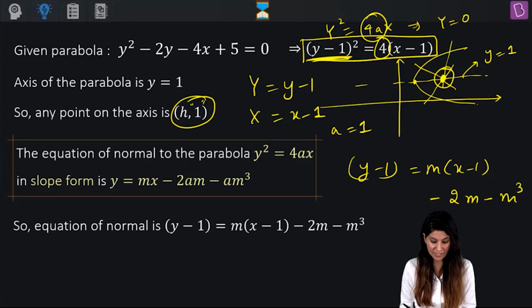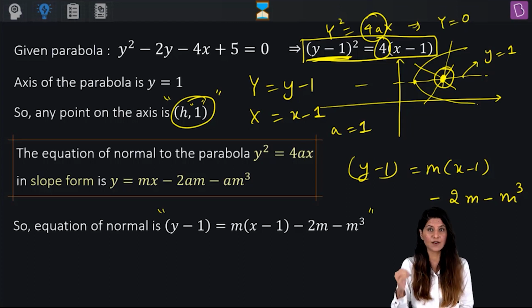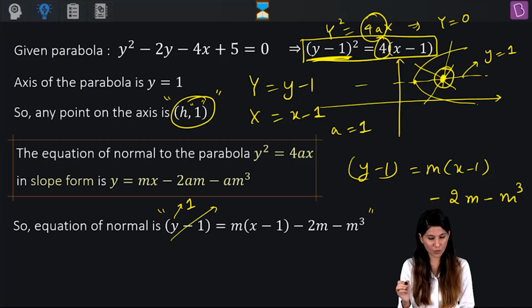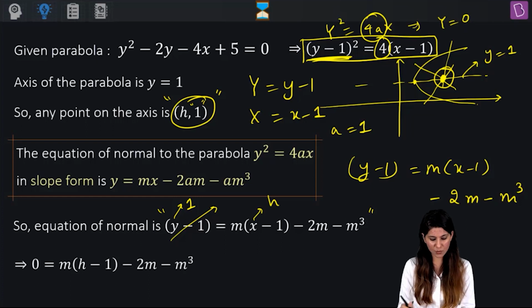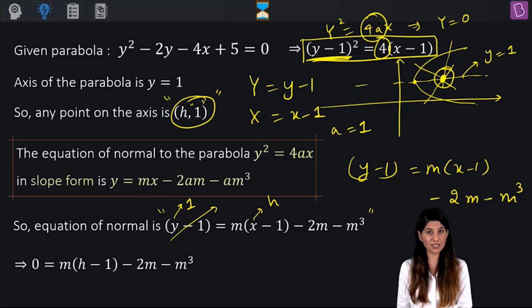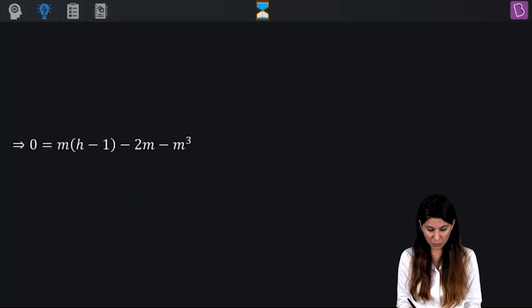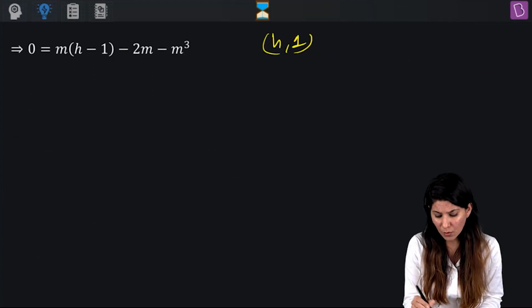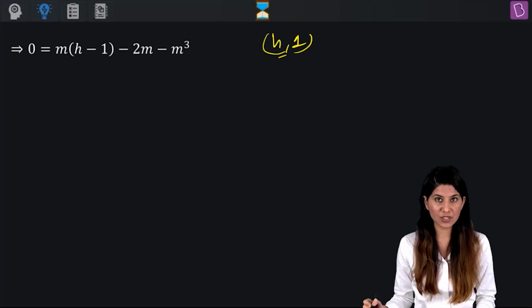Let's just satisfy h comma 1 in this normal, because all the normals will pass through the point h comma 1, right, which is lying on the axis of the parabola. Let's do that. h comma 1. Okay, so if I put 1 in the place of y, this will be 0, this will be h, right? So 0 equals m times h minus 1 minus 2m minus m cube is your final equation. Now what to do about this equation? What we want is, in h comma 1, the range of h, right?